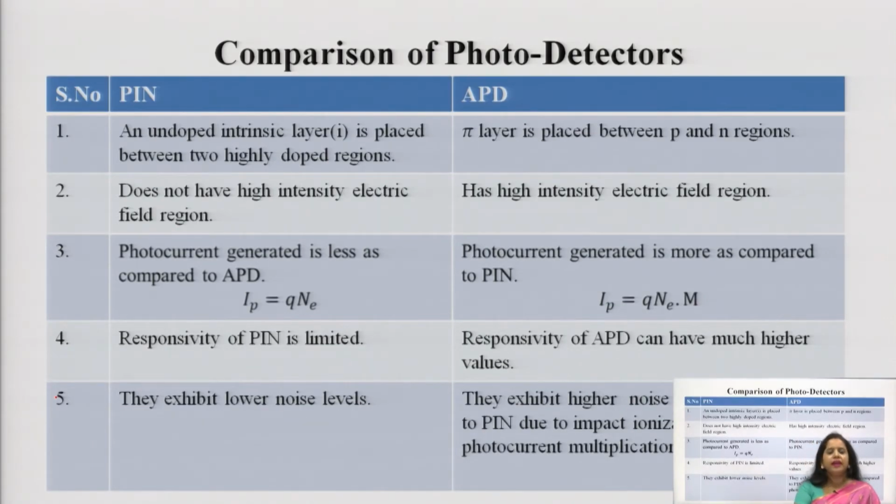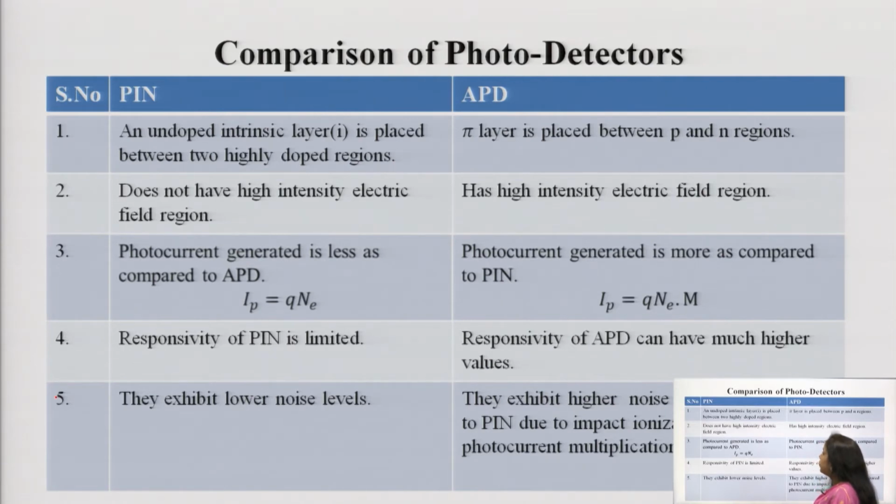Already in the previous lecture we have gone through the different types of photodetector. The two most common types are the PIN photodetector and the avalanche photodetector. We have already seen some of the differences during the description of the PIN and APD. Now I am going to present them in tabular form. So, comparison of the photodetectors: the PIN and the APD. What is the difference between them?